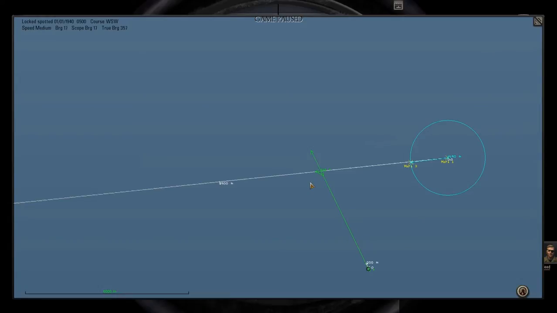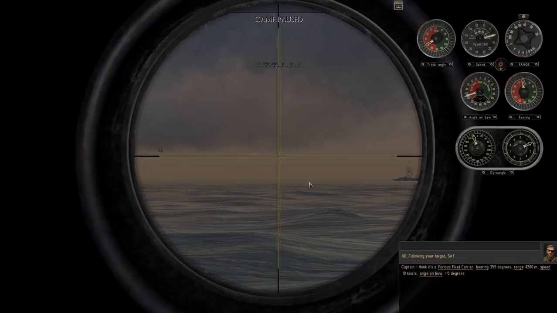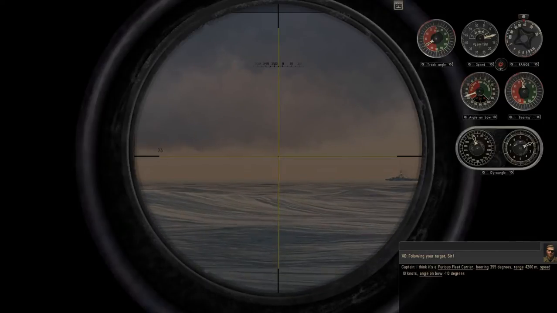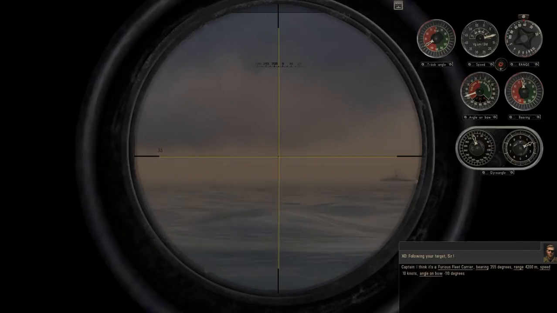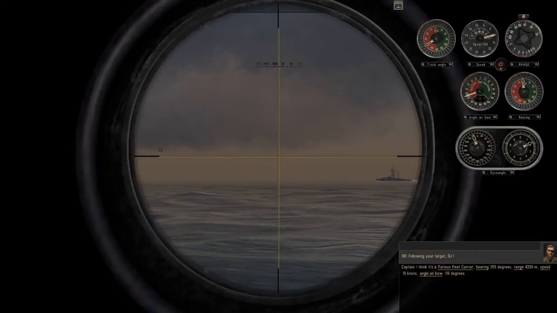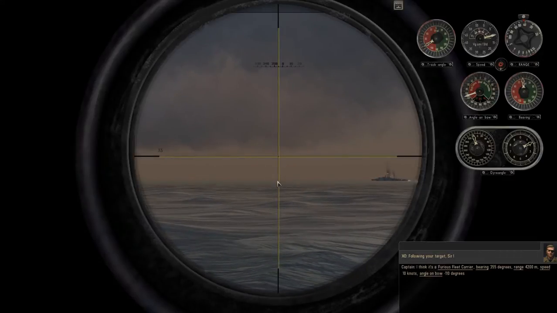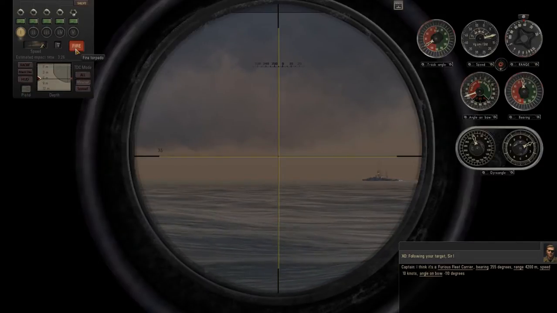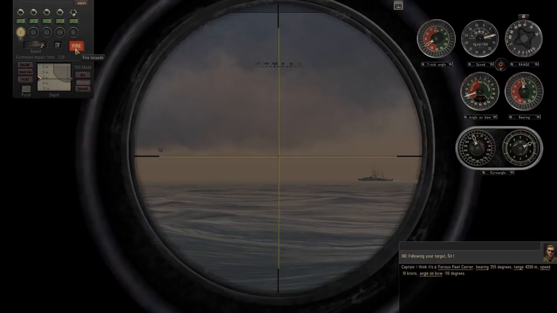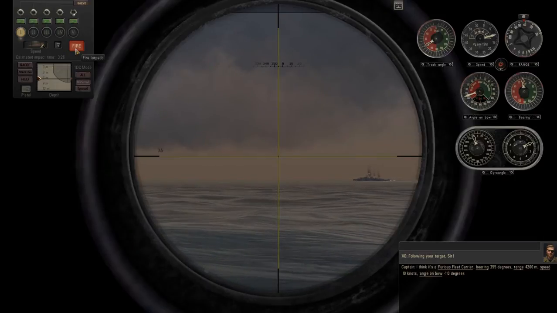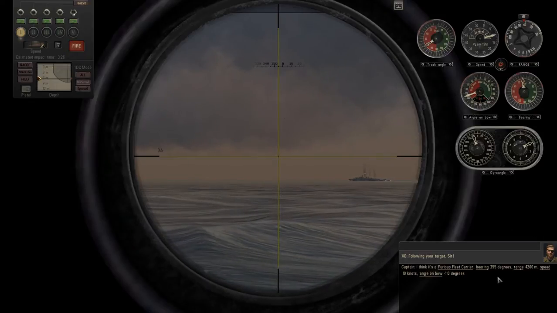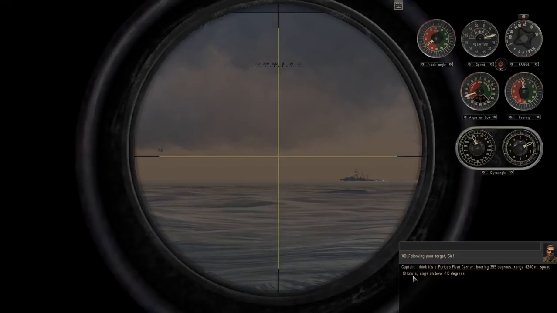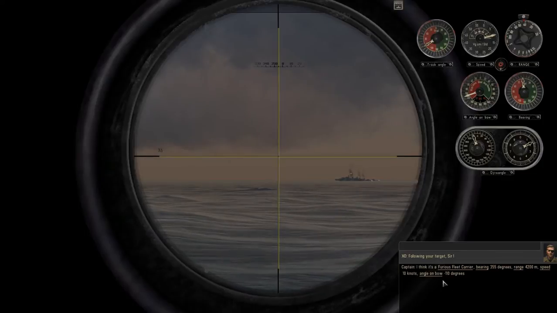Okay, so right now I am just staying here. I'll wait until the ship is coming in here on this vertical line, and I'll shoot my torpedoes. I will start to shoot when I'll have the ships there. So I have all the data: bearing 355, range 4,200 that I calculate, speed 10 knots, angle on bow 110 degrees on the left side.